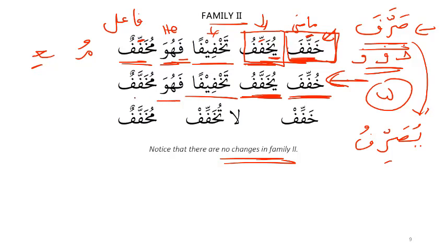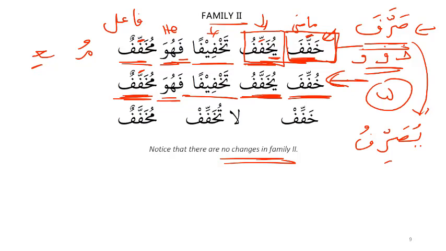And then fahua mukhaffafun. So, Aziz Saab, can you tell me what mukhaffafun means? Mukhaffafun. This is masdar. No, it's the maf'ool. Since we are talking about majhul, the fahua will be the person maf'ool on whom the action is happening. So this will be ismul maf'ool.